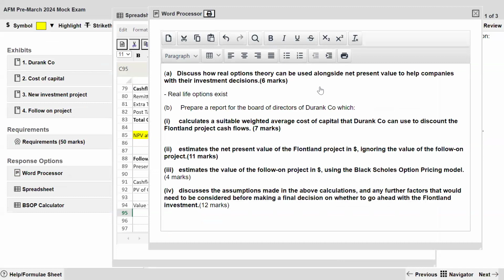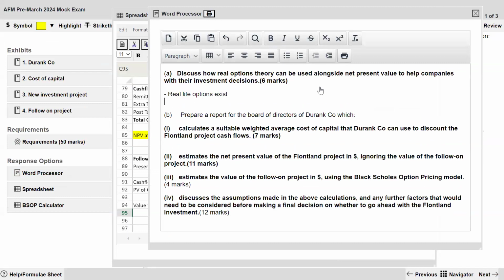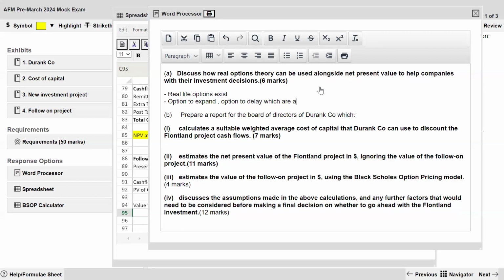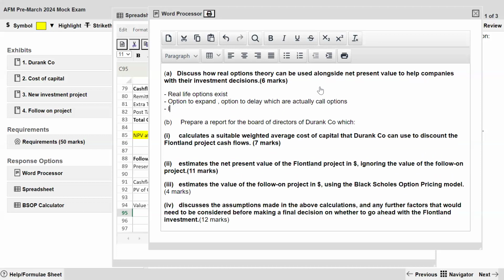exist. There could be an option to expand, option to delay, which are actually call options. There could be an option to withdraw or the option to redeploy, which are actually put options.